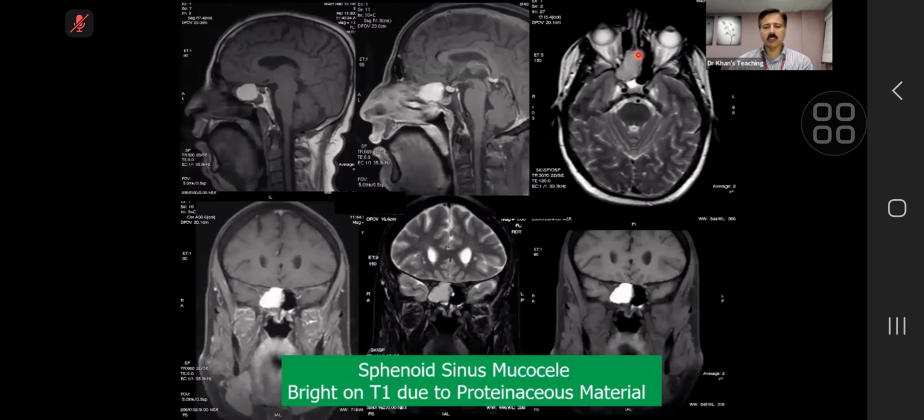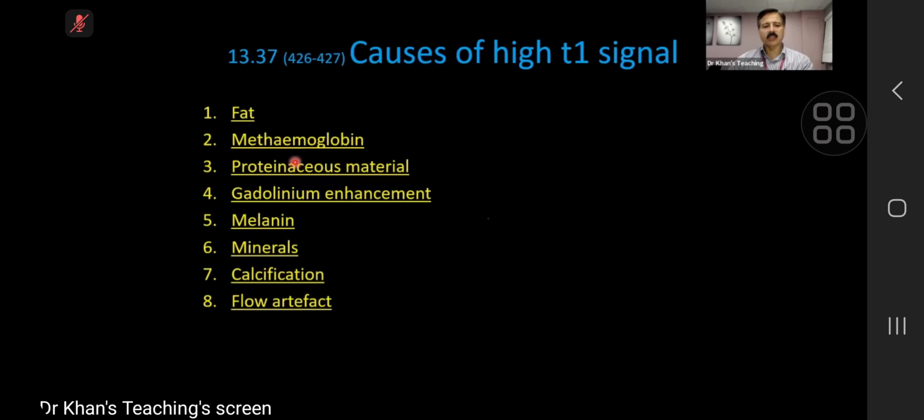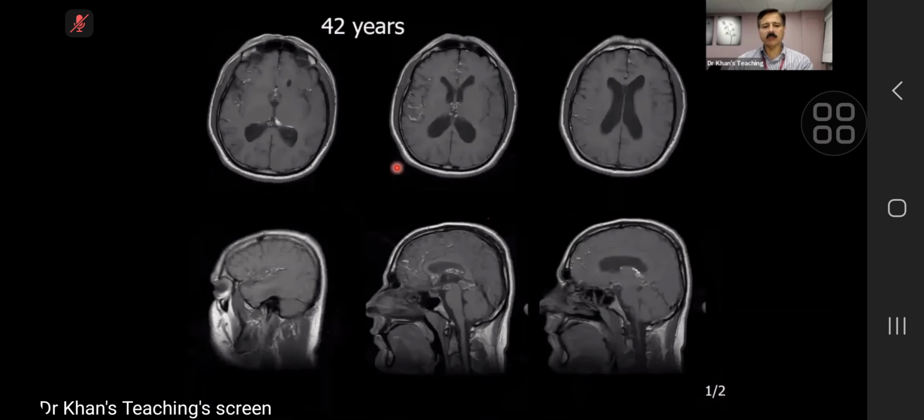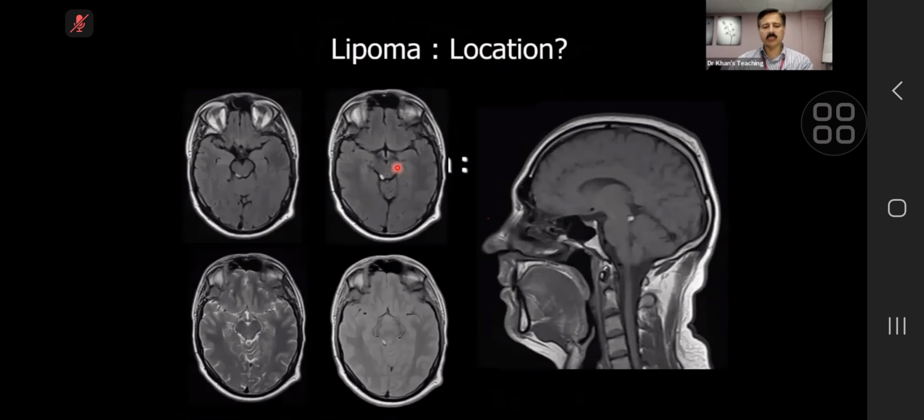If you see, the sphenoid sinus is expanded, and because of high proteinaceous content, it is high signal on T1 weighted sequence. Please remember the list of high signal, the proteinaceous material. Similarly, high signal can be in things like colloid, cyst, etc.